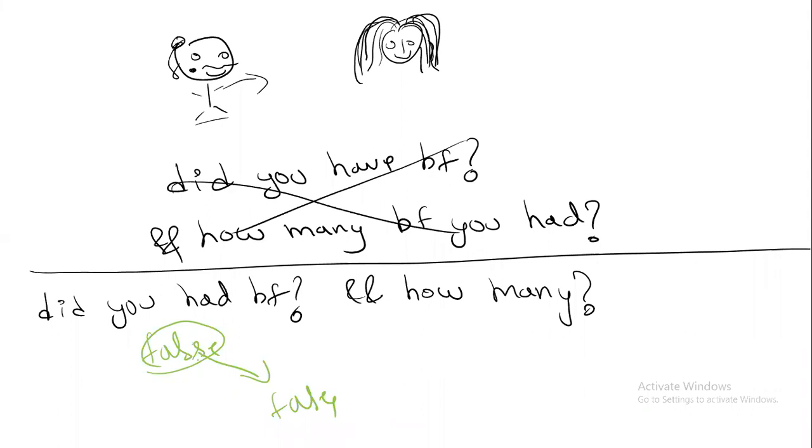Now let me tell what if her answer is true. If her answer was true, she will tell, yes, I had BF. If she tells like that, then with the and operator, if the first condition is true, then only it will check the second condition. That is how it is in the and operator. So the second question you will ask: how many did you have? She will tell the answer. Now it is safe because she had some BF, so you should ask how many. I hope you have understood how you can save yourself in programming using the and operator.